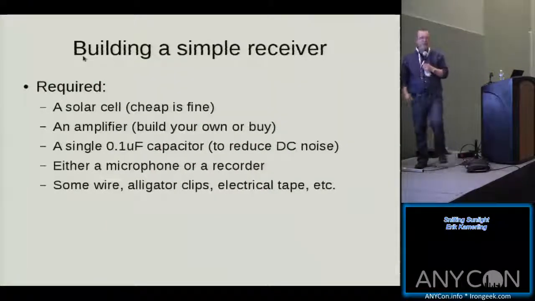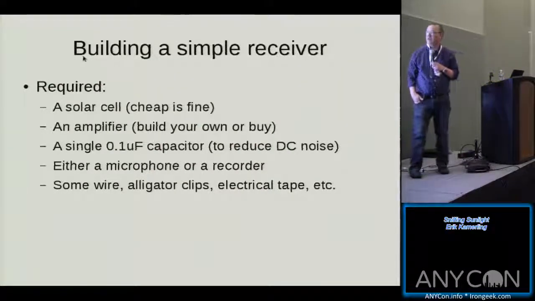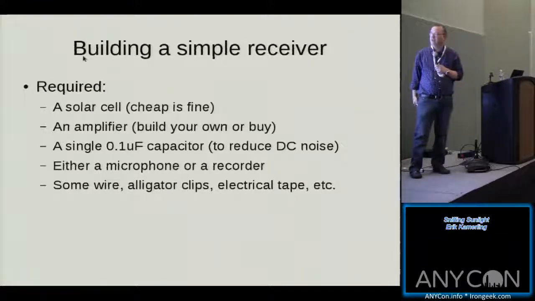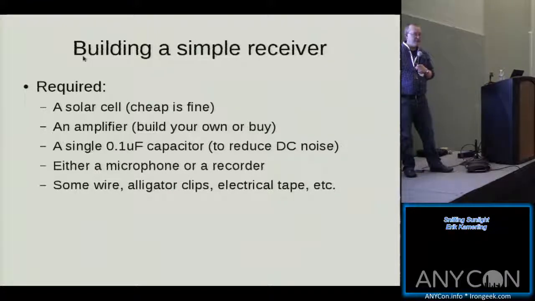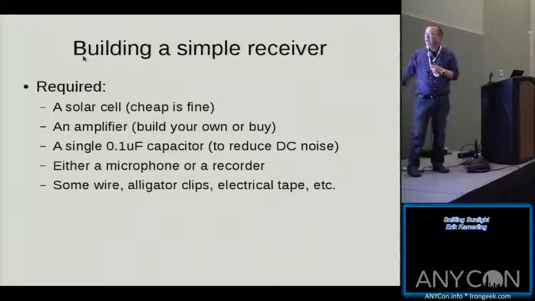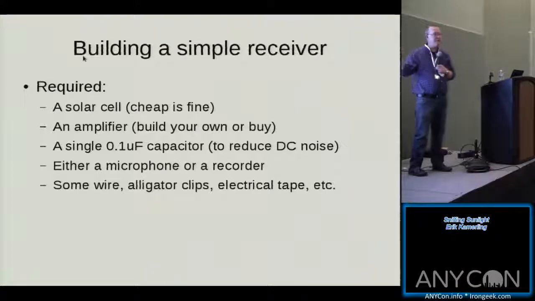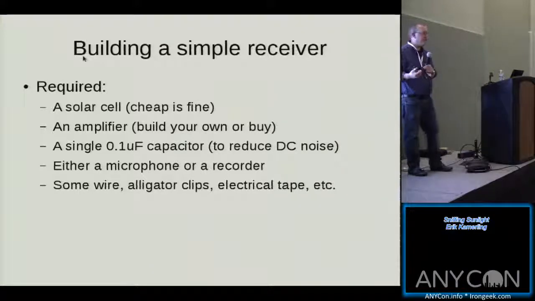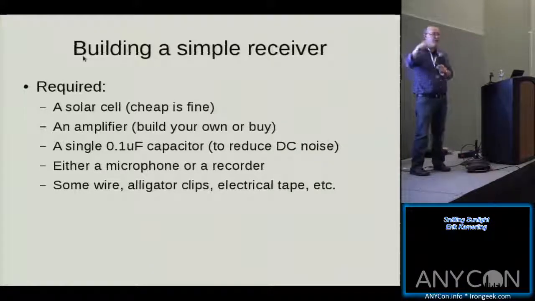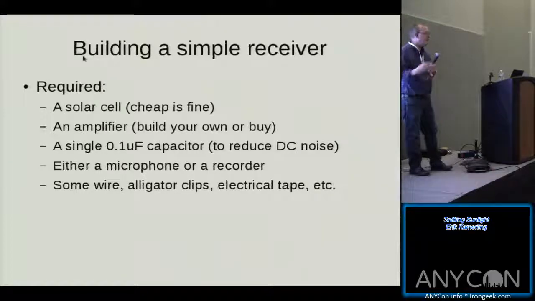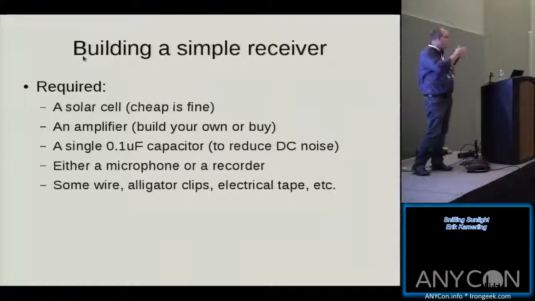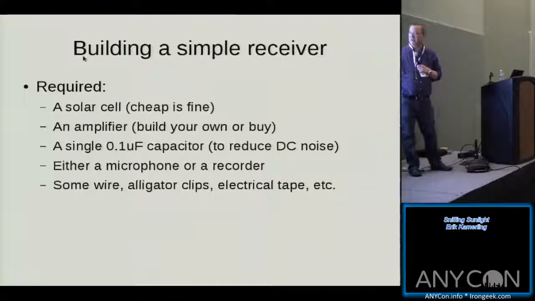So building a simple receiver, what's involved? Well, you need a solar cell to build a receiver. You need an amplifier, which I'll show you a couple. You need a single 0.1 capacitor to reduce the DC noise that's coming off of the solar panel you're using, because solar panels are outputting electricity at all times, right? So you don't want that. It's just going to be noise. In fact, you'll hear some of the buzzing and whizzing and whirring in some of these audio samples.